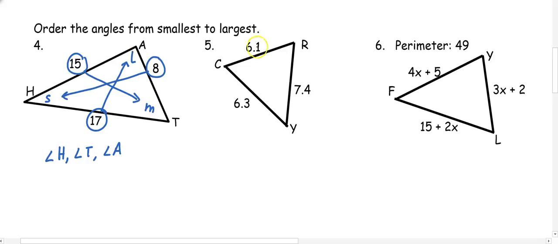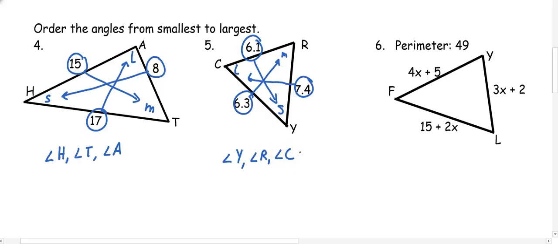Same thing in number 5. 6.1 is the smallest side, 6.3 is the middle side, and 7.4 is the longest side. So I have angle Y is the shortest, and then angle M, and the largest angle is angle C.